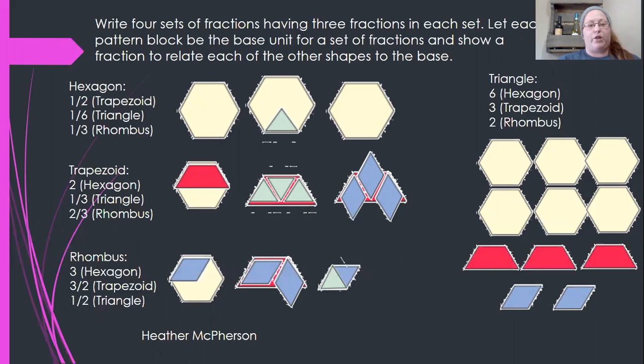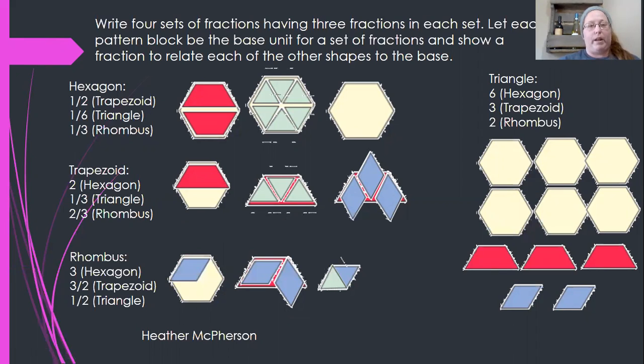You have a hexagon, a trapezoid, a rhombus, and a triangle. In order to make a hexagon with the trapezoids, you would see that it takes 2 trapezoids to make a hexagon. Well, it gives you 1, so you'd have 1 out of 2 as your fraction, which is a half. When it comes to the triangles, as represented right here, there's only one triangle. So you have one that's given, but it takes 6 to actually make the hexagon. So your fraction would be 1/6.